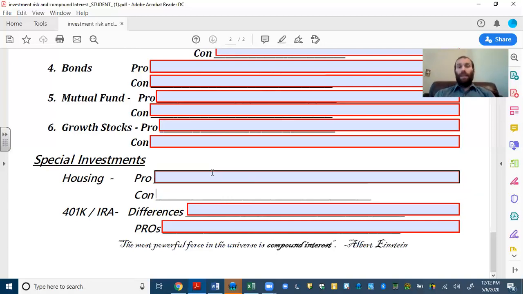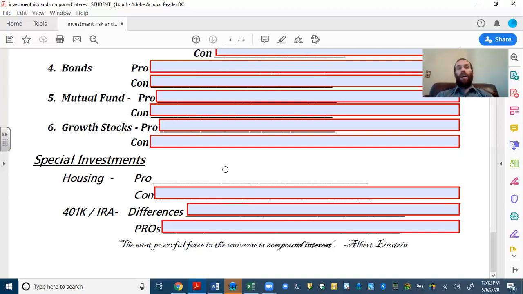But that does not mean housing is just a bad investment. I know there are lots of cons and not many pros, but the pro is a pretty big one.